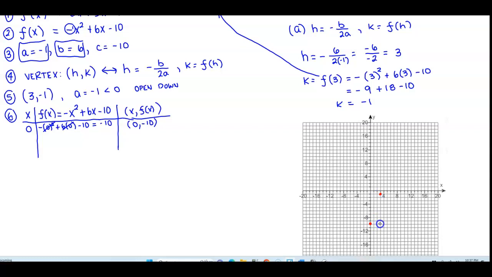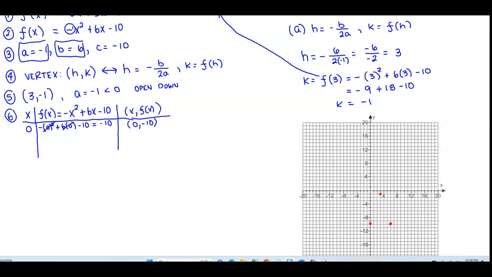So that means the next point from here should go to the right 1, 2, 3 units. So that means that there's going to be another point here because it's symmetrical. Well, what point does that represent? Well, it's going to be 4, 5, 6, and then negative 10.